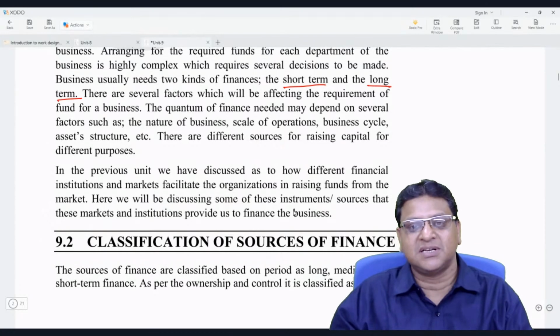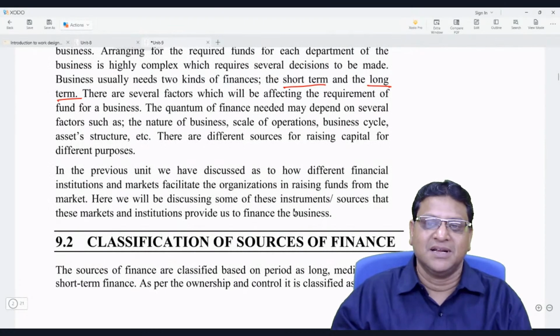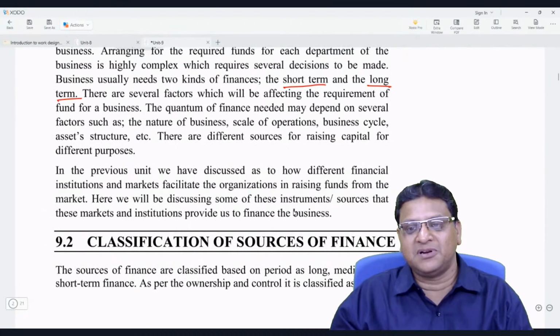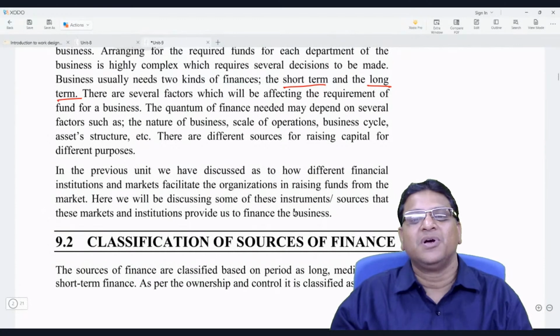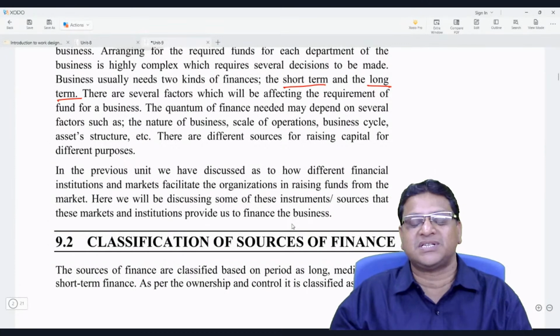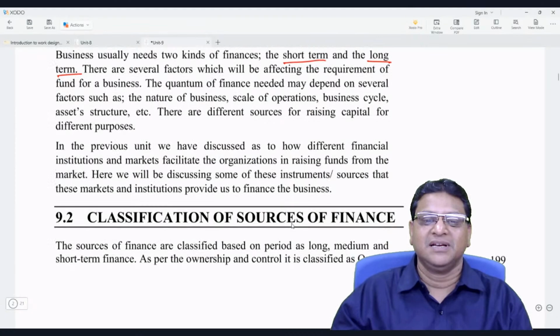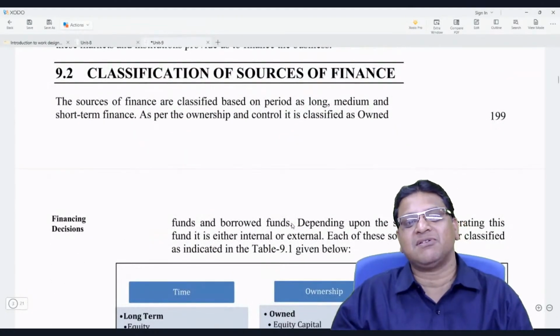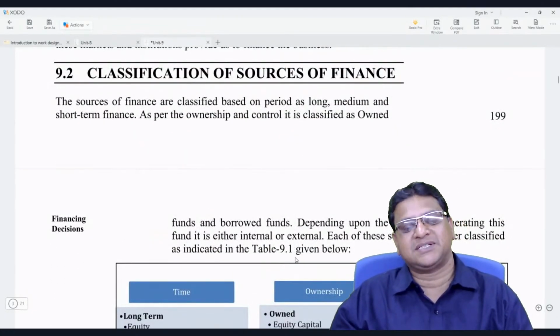If you require finance for 1 month, 2 months, 3 months, it will come under short-term finance. But if you require finance for 5 years, 10 years, 15 years, 20 years, that is long-term finance. Generally, the finance required for establishing the business is long-term finance, but the finance required for running the business is short-term finance. There are different sources of short-term finance, and there are different sources of long-term finance.